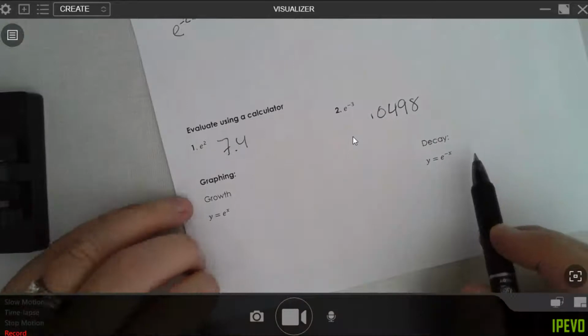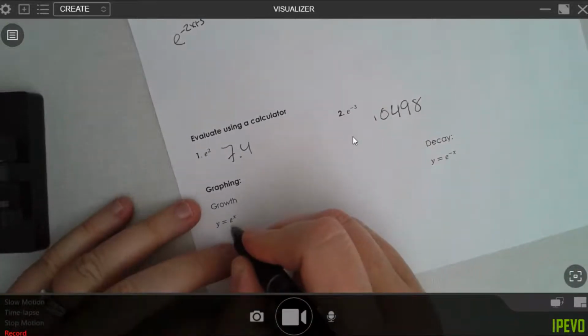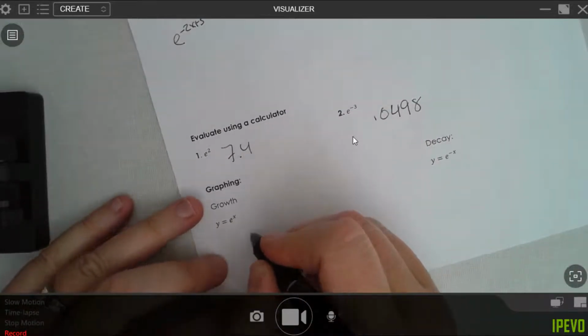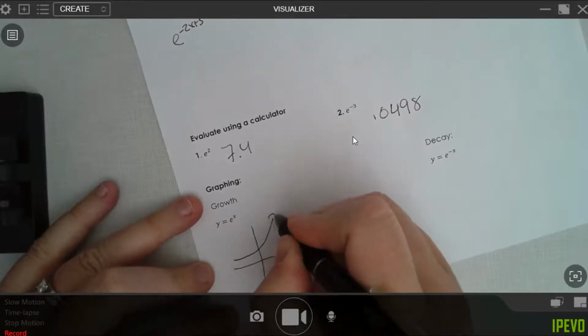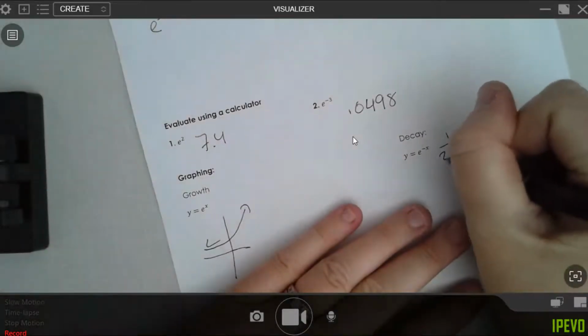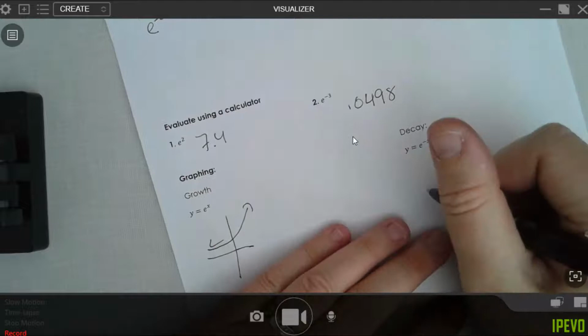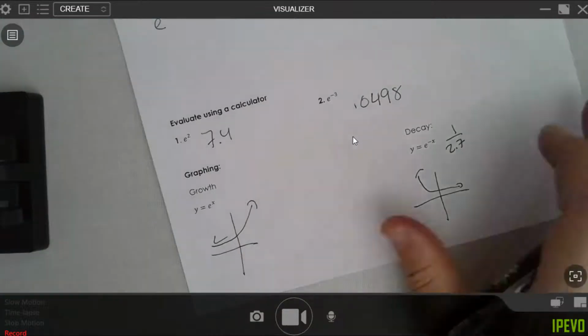So the growth and decay are the same as the other one. This is 2.7 to an x, so that's bigger than 1. So that makes it a growth. This would be 1 over 2.7, which would make it less than 1. So e to a negative x makes it a decay.